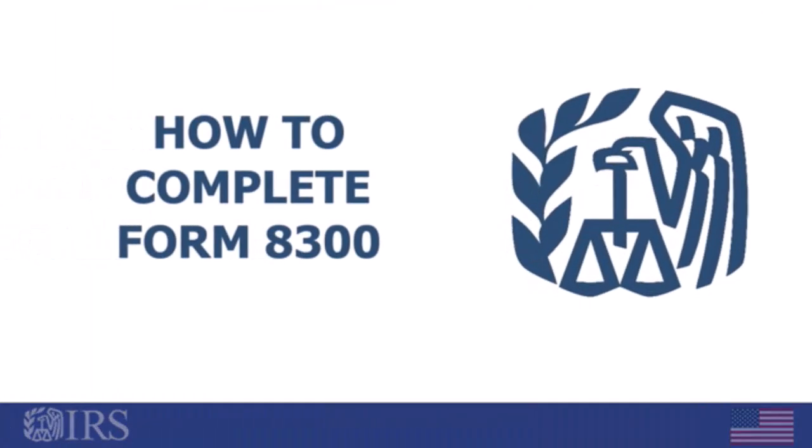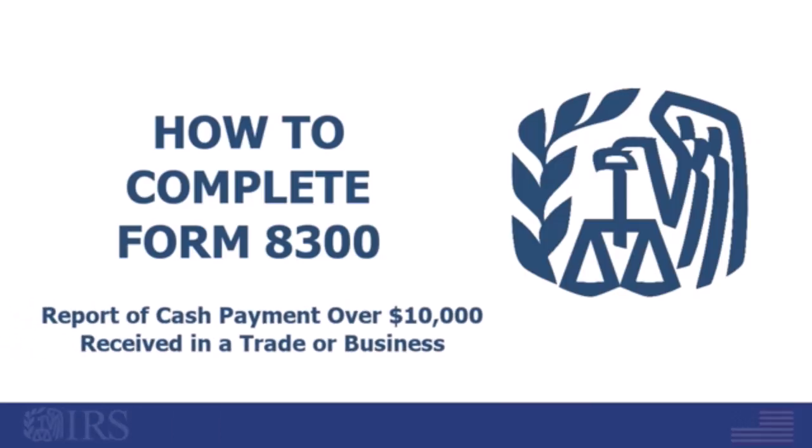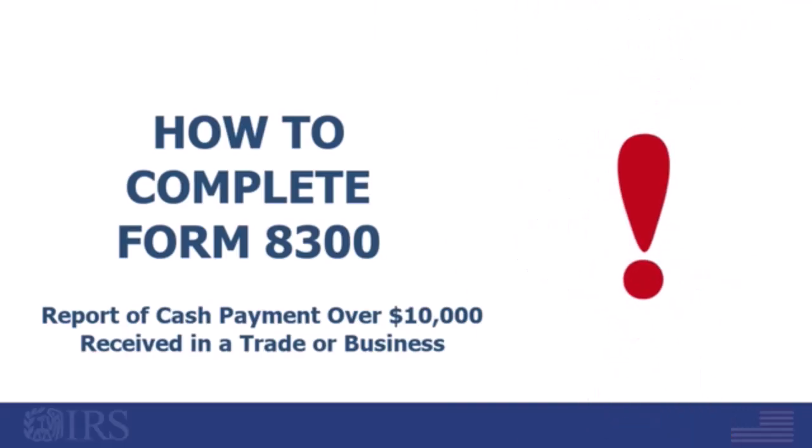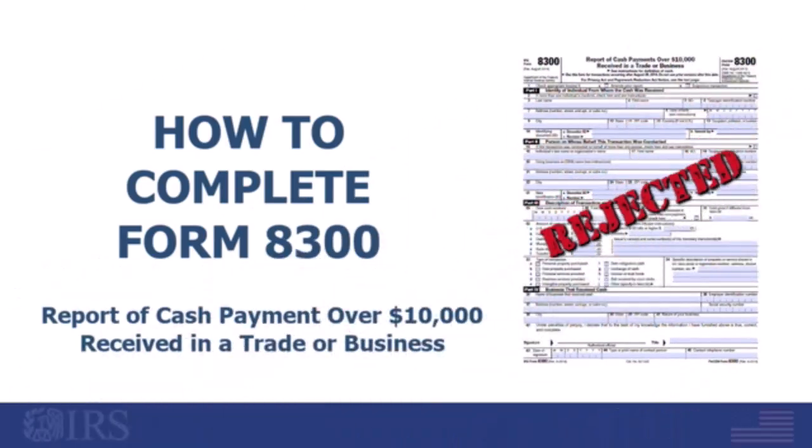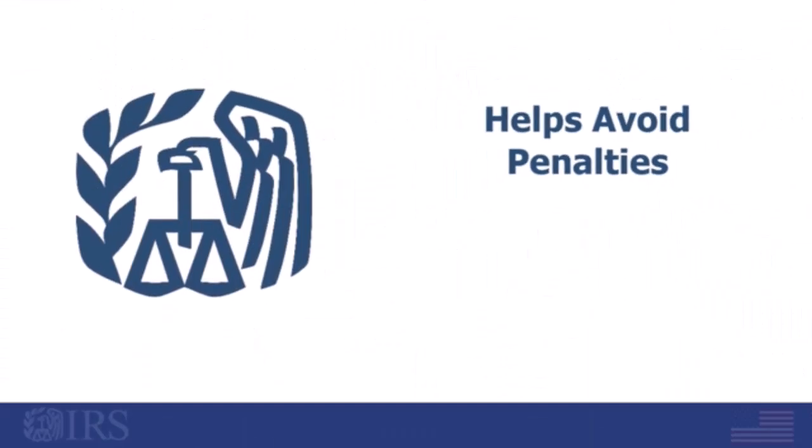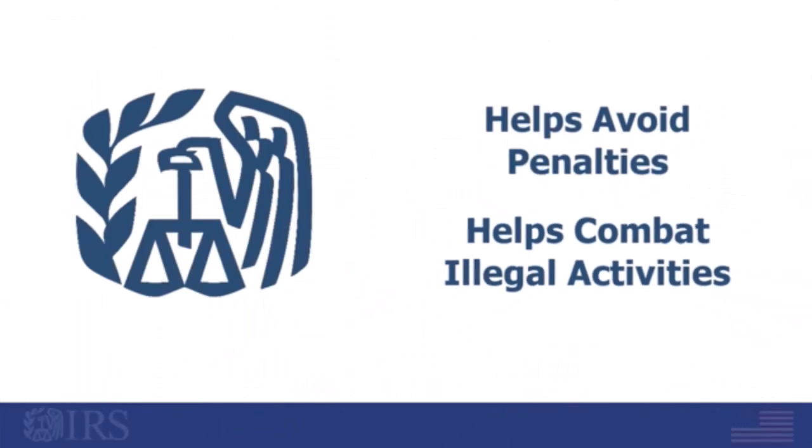Submitting a complete and correct Form 8300, the report of cash payments over $10,000 received in a trade or business, is important. It relieves you of the burden of additional work when a rejected form is sent back to you to correct and then to resubmit. It also helps you avoid penalties. And the information you report is important to help combat illegal activities.